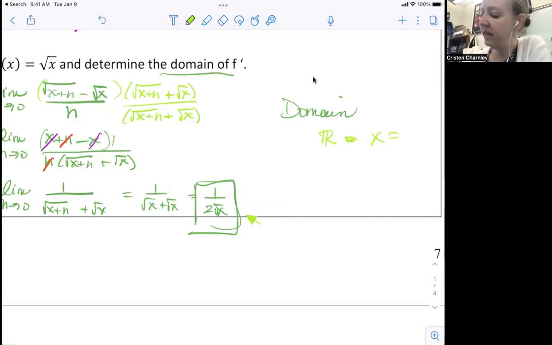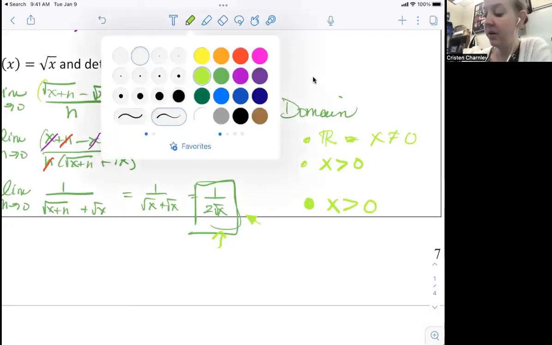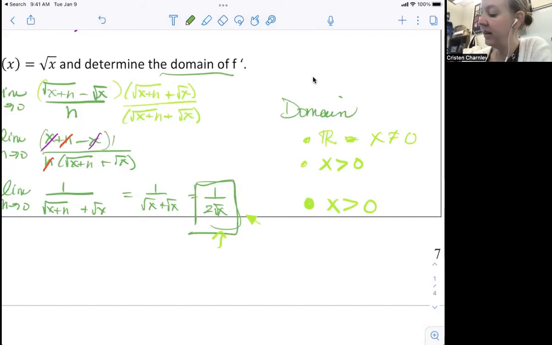And then you have to consider the square root. Okay, so what has to be true about the square root? Well, it has to be positive inside. So x has to be greater than 0. So when I put these two pieces together, my overall domain is x greater than 0, and it cannot be equal to 0 because we don't want to divide by 0 in that rational expression. So it's not actually all real numbers, but any values greater than 0.